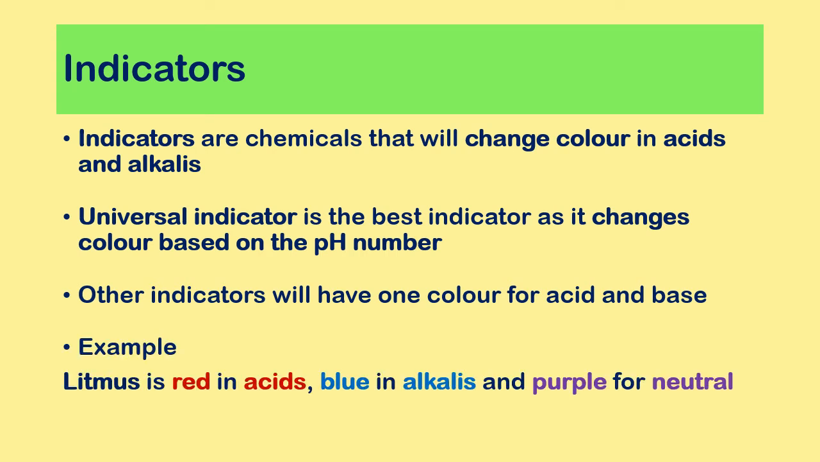So examples of other indicators, other than universal indicator, is something called litmus. Now, litmus turns red in acids, blue in alkalis or bases, and it's purple for anything that's neutral.